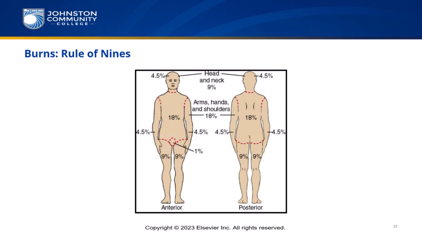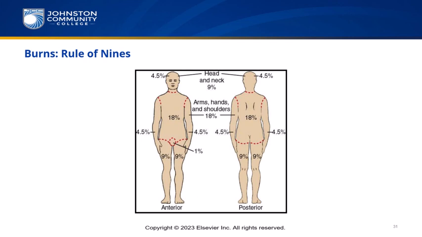As you can see on the ventral surface of the body, 4.5% is allowed for the head and neck, 4.5% for each arm, a total of 9% for the front and the back of the arms, 18% for the front of the torso, 1% for the groin area, 9% for each leg, totaling 18% for the front and the back of each leg. That gives us 50.5% for the front of the body.